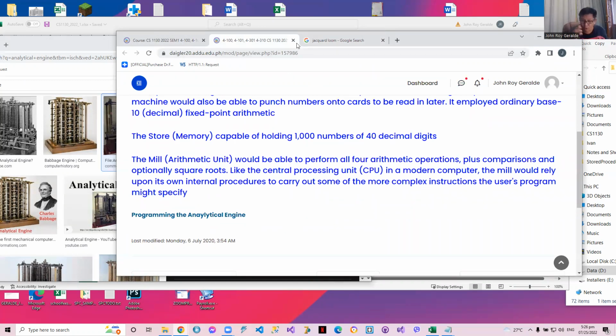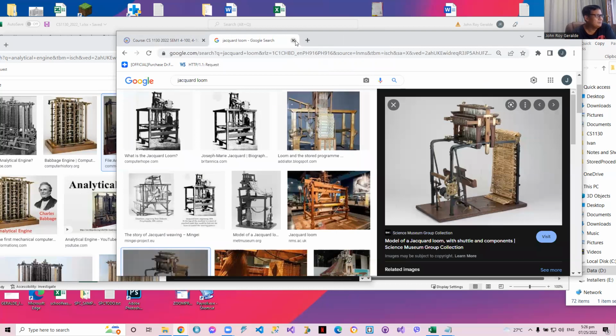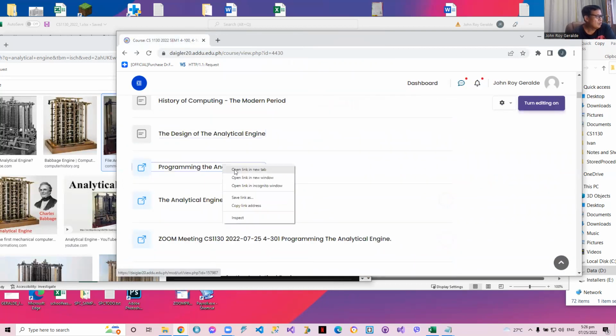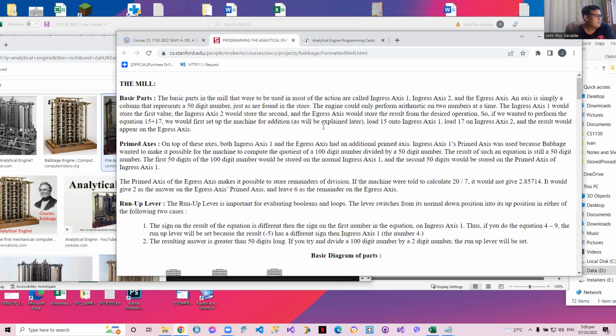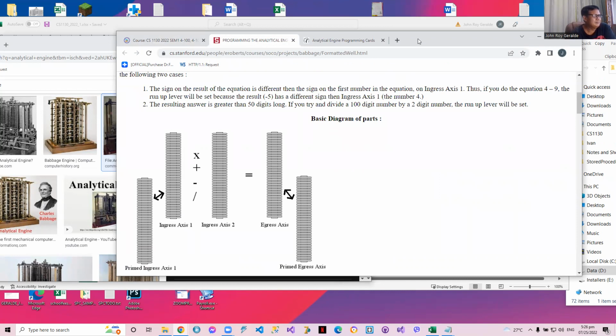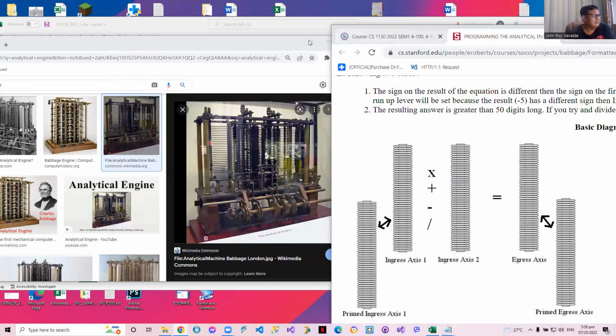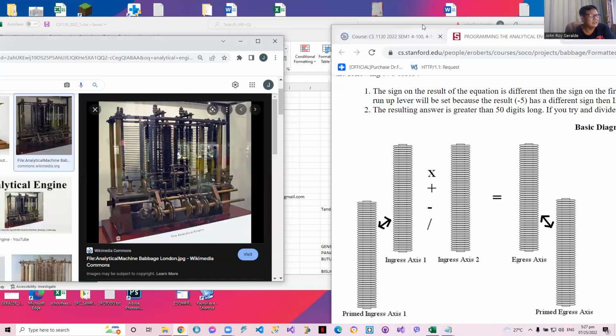That's the invention. And now, how does it work? Let's show that. So we have here the two slides: programming the analytical engine and the programming cards. So this is how it is. If you look at the analytical engine, the mill looks like this. It has 1, 2, 3, 4, actually, 1, 2, 3, 4, 5. Actually, itong dalawa, this is the egress 1, ingress axis.